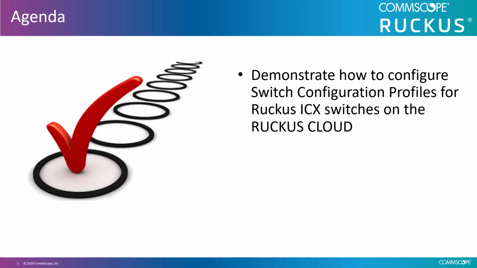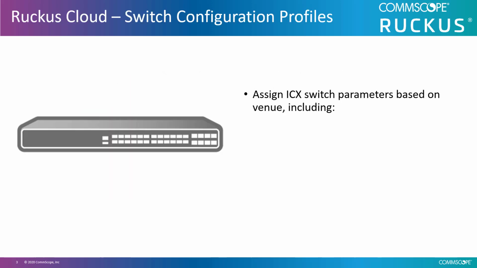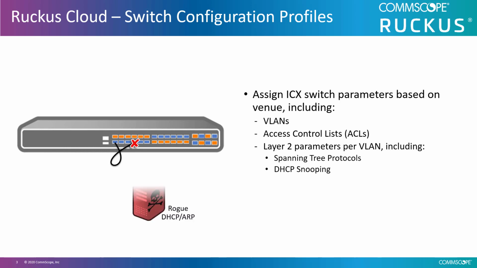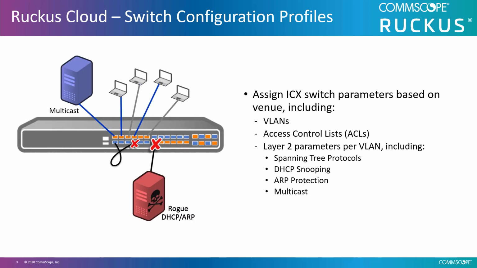In this video, I'll be demonstrating how to configure switch configuration profiles on the Ruckus Cloud. Switch configuration profiles allow you to specify parameters that will be pre-configured on ICX switches when they are added to a venue. These configurable parameters include VLANs and access control lists, or ACLs. The VLAN configuration also allows for the configuration of layer 2 domain level parameters, including spanning tree, DHCP snooping and ARP protection, and multicast protocols.